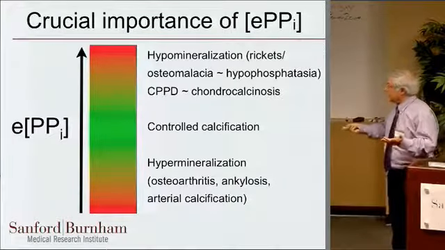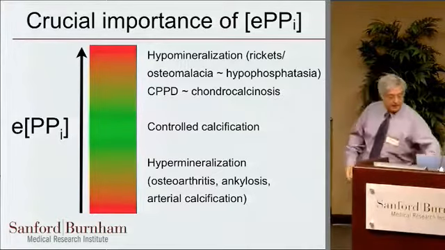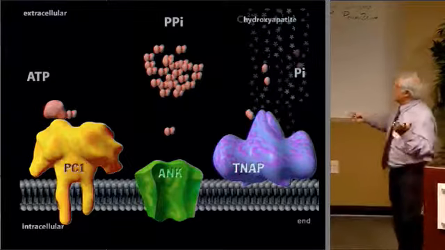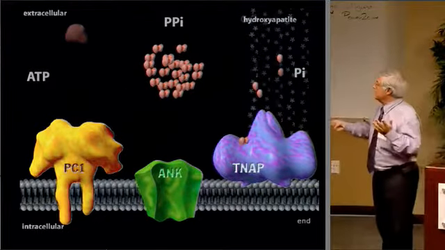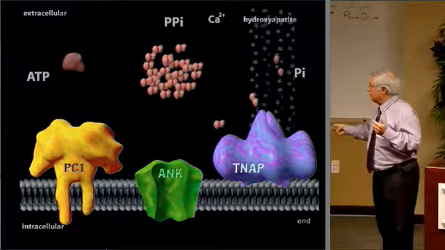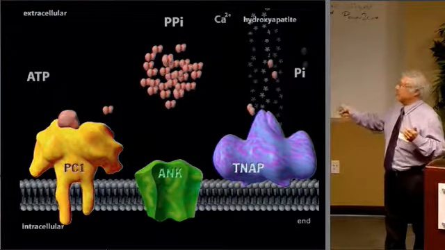So arterial calcification is a problem of low pyrophosphate concentrations, all right? So what are the molecules that control pyrophosphate? Well, primarily there is an enzyme that produces pyrophosphate from ATP. There is a transporter, the ankylosing molecule, that transports pyrophosphate from inside the cell to the extracellular milieu.